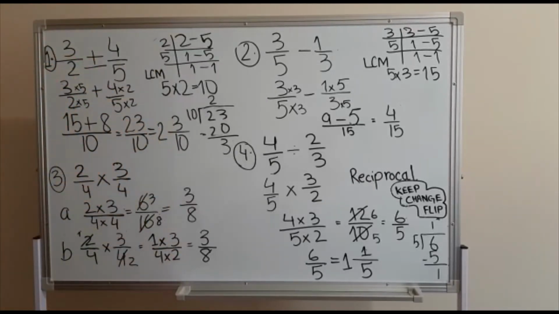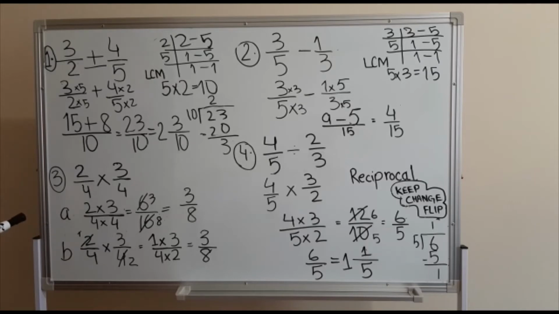Let's look at another question. It's a multiplication question. It says 2 over 4 times 3 over 4. The way you did it in the addition and subtraction questions is not the same as this. It's not the same in multiplication, because in multiplication you can simply multiply the numerator with the numerator and the denominator with the denominator. So 2 times 3 and 4 times 4. This is method A.